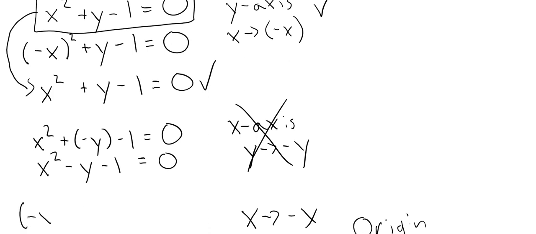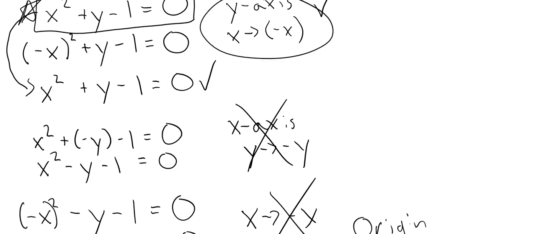And in this case, we have negative x squared minus y minus 1 equals 0. And again, unfortunately, the x's work out just fine, but that y is still negative, and it is not the same as what we started with, right? What I have boxed up here and starred now, that's what we want to get back to. So it is only symmetric across the y-axis.